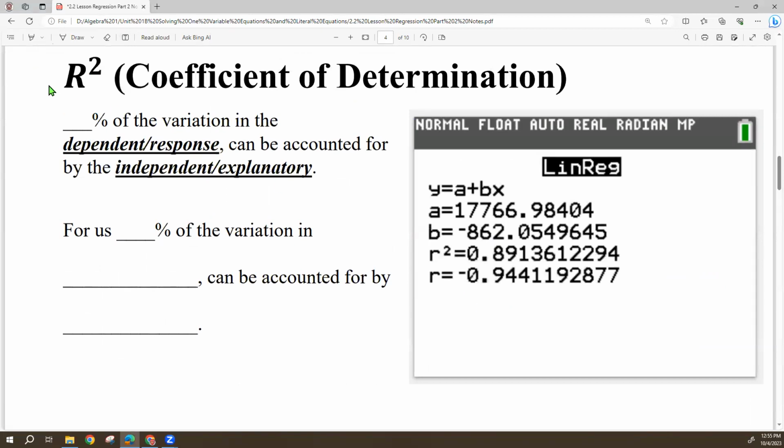So R squared is what we call the coefficient of determination. Like I said, we use capital R. It is the percent of the variation in our dependent or response variable that we can attribute to, or that we can say is accounted for by the independent or explanatory variable. So let us put it into the context of our problem.